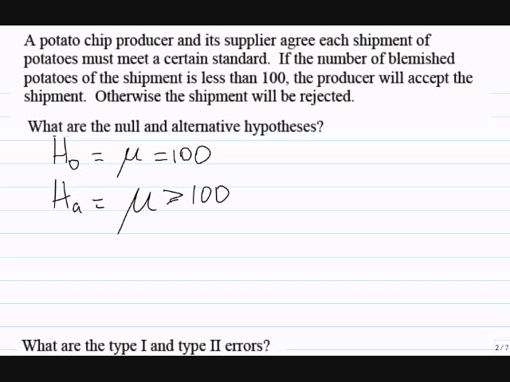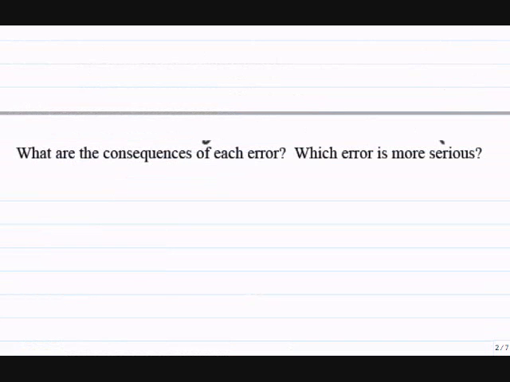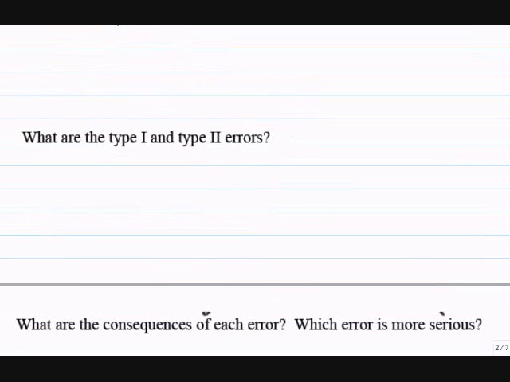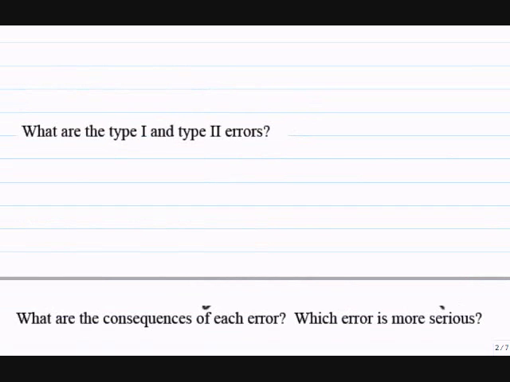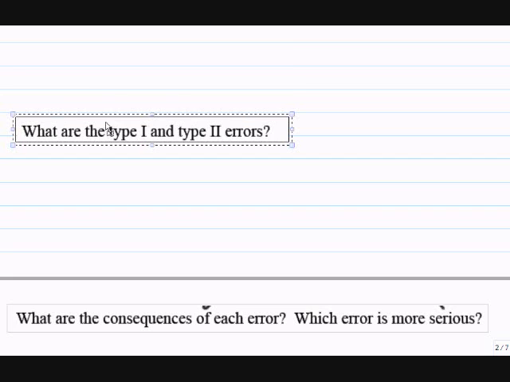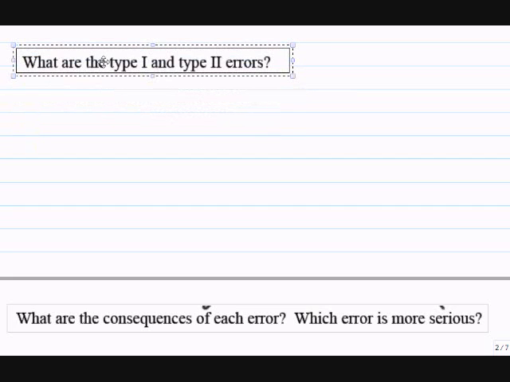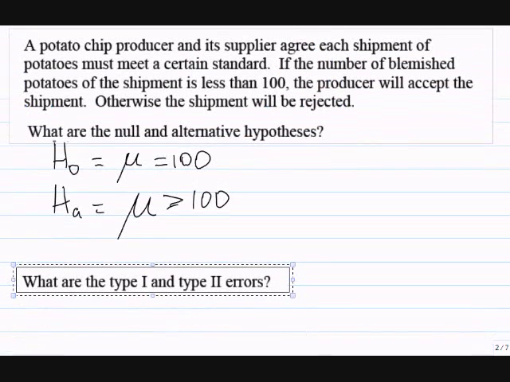Now, let's figure out what a type 1 and a type 2 error would be in this case. It is not improper to say less than or equal to. There's nothing wrong with that.